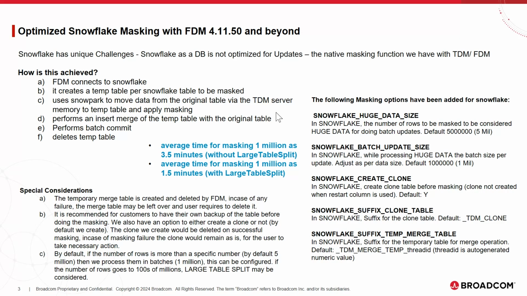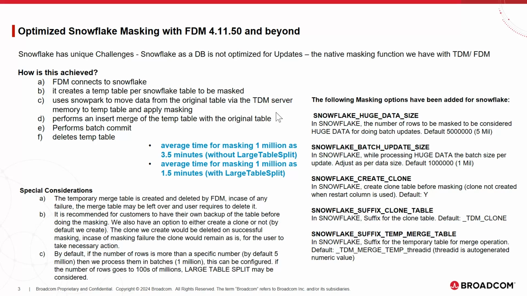But in this case, depending on the size of your Snowflake masking, we have been able to perform a batch commit, so that by default, if your number of rows per table exceeds a certain amount, the batch commit is performed by default. At the same time, we also have the large table split capability enabled, which earlier used to be the purview of only Oracle SQL and a couple of other databases.